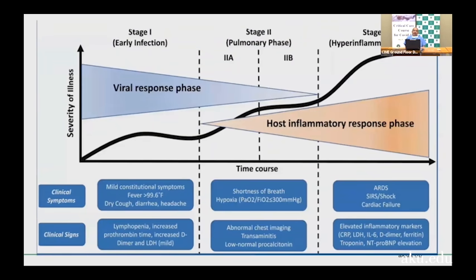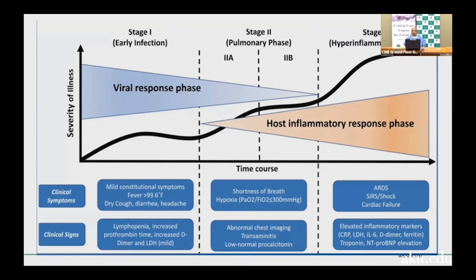I'm not going into the details of this slide, but I want you to focus on stage 2, the pulmonary phenomena, which usually happens from day 5 to day 7 till day 10. The patient presents with shortness of breath and may present with hypoxia. On blood gas, the PaO2/FiO2 ratio may be less than 300 millimeters of mercury. Blood testing and radiology may show chest infiltrates, other organ damage such as transaminitis, and a primary viral infection with low-normal procalcitonin.